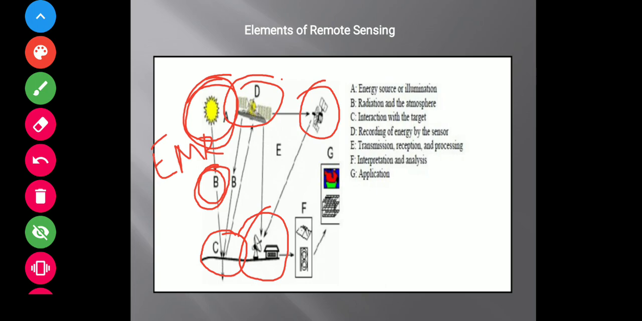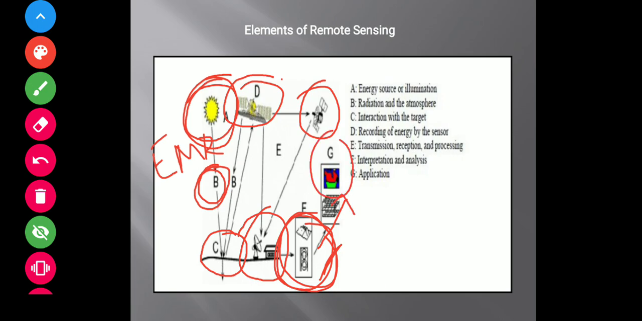The processed image, which is processed at the geostations, is interpreted visually, digitally or electronically to extract information about the target which was illuminated. So it is analyzed here. Now the role of the analyst comes here. The image which is processed is sent here and will be analyzed here. And from here the image is ready for the application.